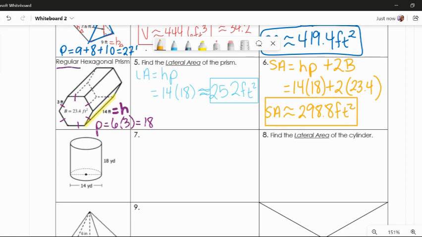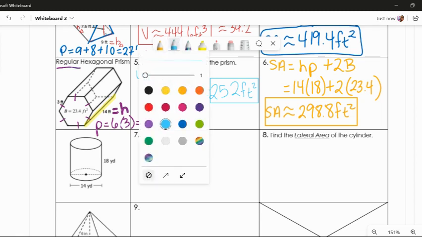Looking beautiful. How are we doing? Okay, let's try another one. I get all these color choices. I love it.